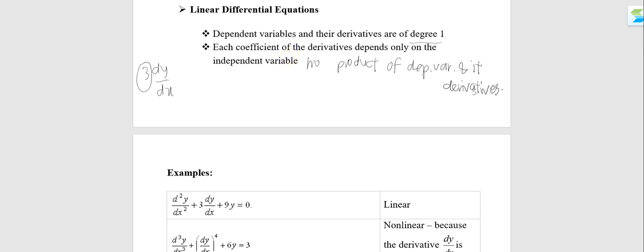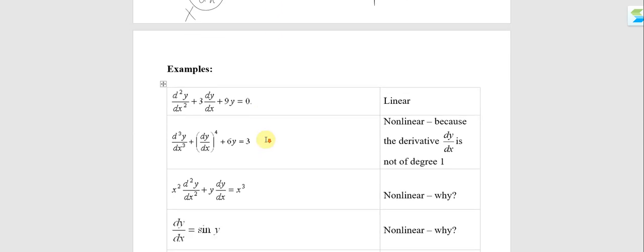Meaning that let's say you have y dy over dx. So this is not linear. Let's say you have 3x squared, 3x dy over dx. Then this is linear. And one more thing, you need to know that there is no function of the dependent variable. So we'll see the examples after this.